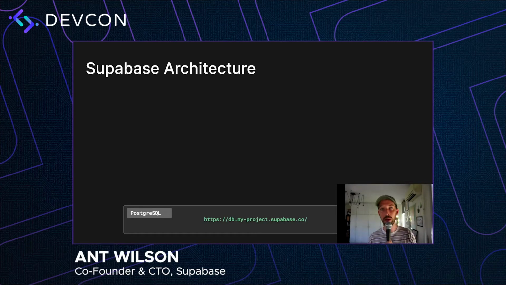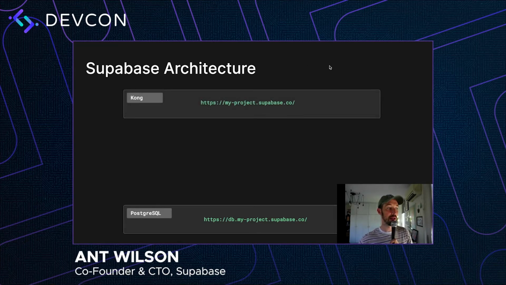And so the first thing you get when you deploy on top of Supabase is a full dedicated Postgres instance, and it's hosted at db.myprojectref.supabase.co, and you can just connect to it directly if you want to. And then every user will have Kong. Kong is an API gateway, also an open source tool, and every user gets this URL, myproject.supabase.co.